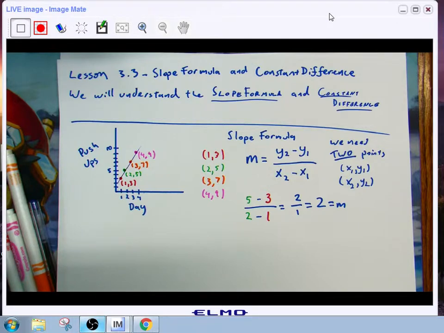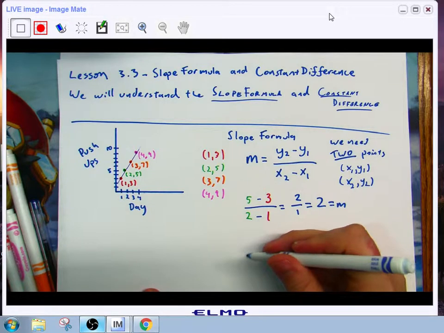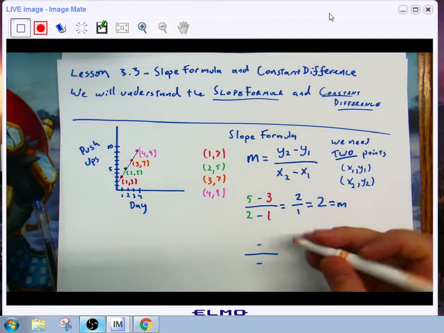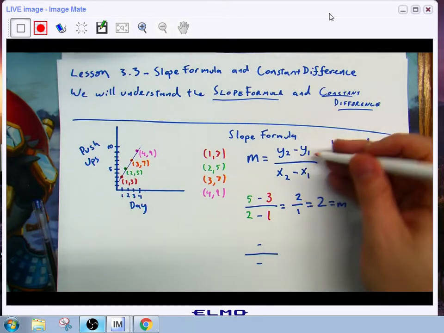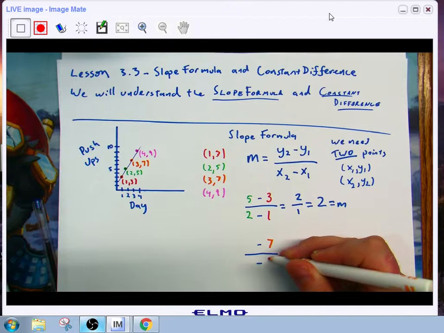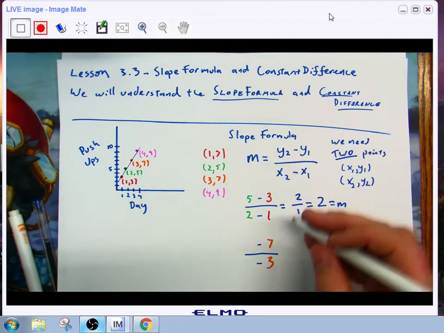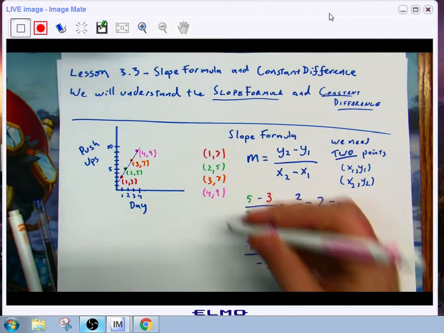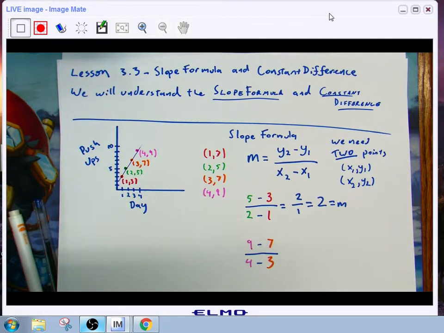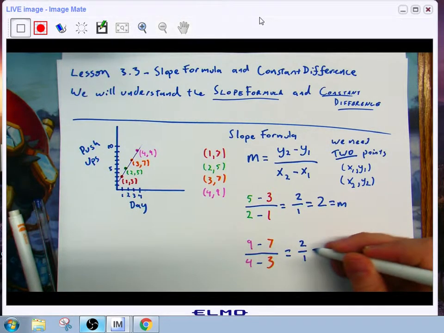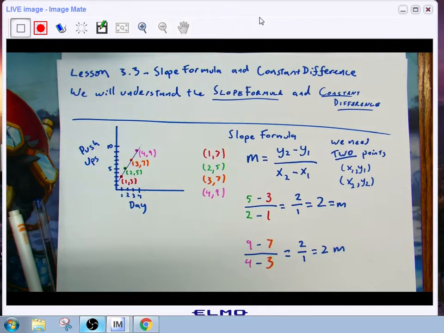Now here's the thing. It doesn't matter which points you pick. You can pick any points. So what I'm going to do now is the exact same thing, I'm just going to pick 2 different points. This time I'll pick the orange point as my point 1. So y1 is 7, x1 is 3. And I'll pick my pink point as my second point. So my y is 9, my x is 4. Okay, now I'm going to solve it. 9 minus 7 is 2, 4 minus 3 is 1, that's 2, that's m. I have found my slope.